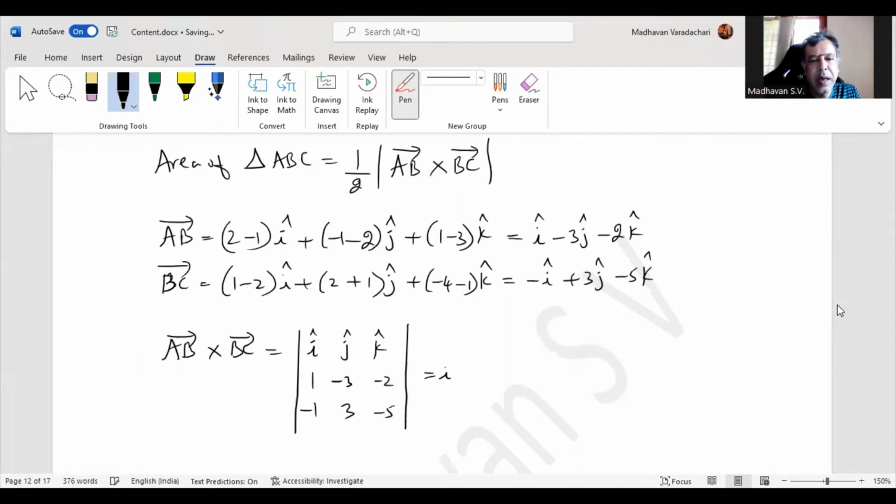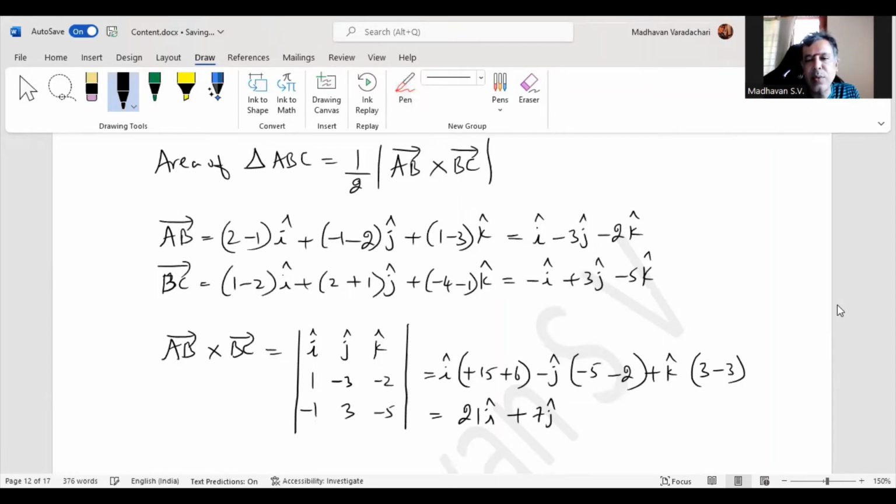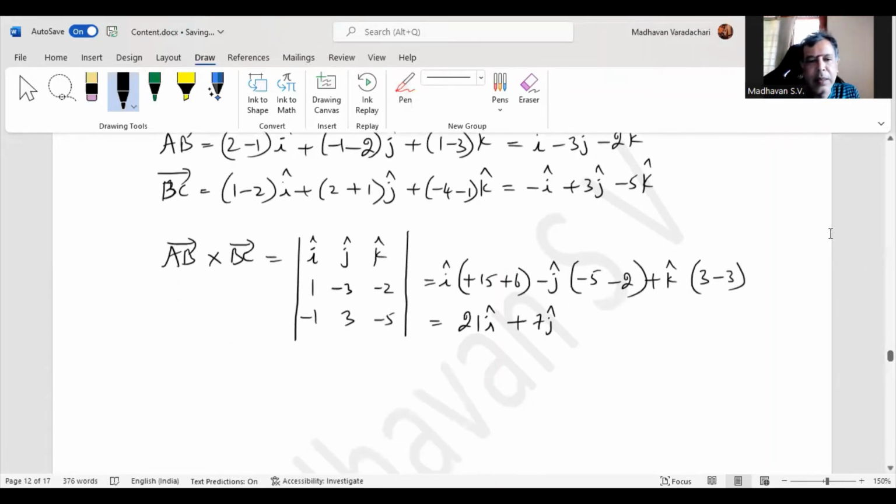That will be I cap times minus 3 into minus 5, which is plus 15. Minus 6 means it becomes plus 6. Minus J cap times minus 5 minus 2 plus K cap times 3 minus 3. So we get 21 times I cap. This is minus 7, so it becomes plus 7 J cap. Last one is 0, so we can ignore it.